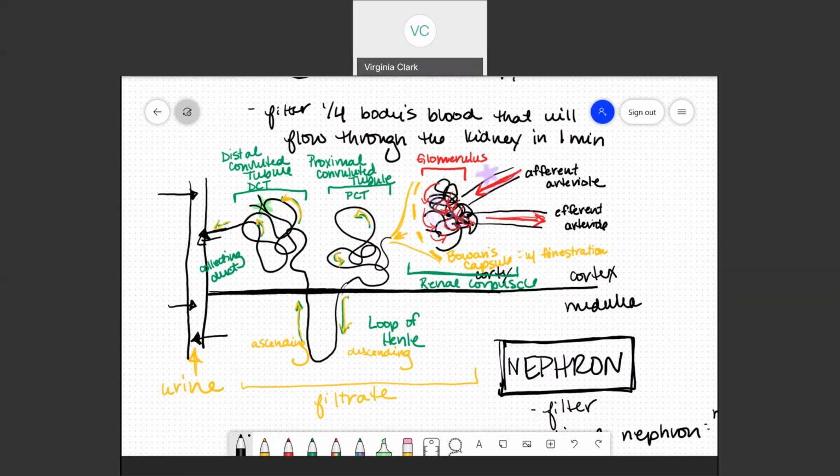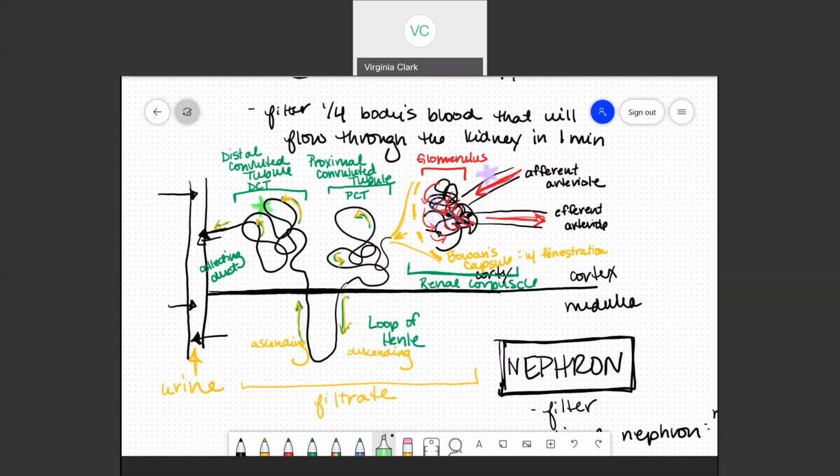Mainly, if you have gone through this entire process of filtering out blood, having the filtrate, which is just the liquid from the blood, travel through the PCT, loop of Henle, and DCT, what's happening is it's taking things out of the liquid and putting things into the liquid. We're taking things out that we want to keep, and we're putting things in that we don't want to keep.